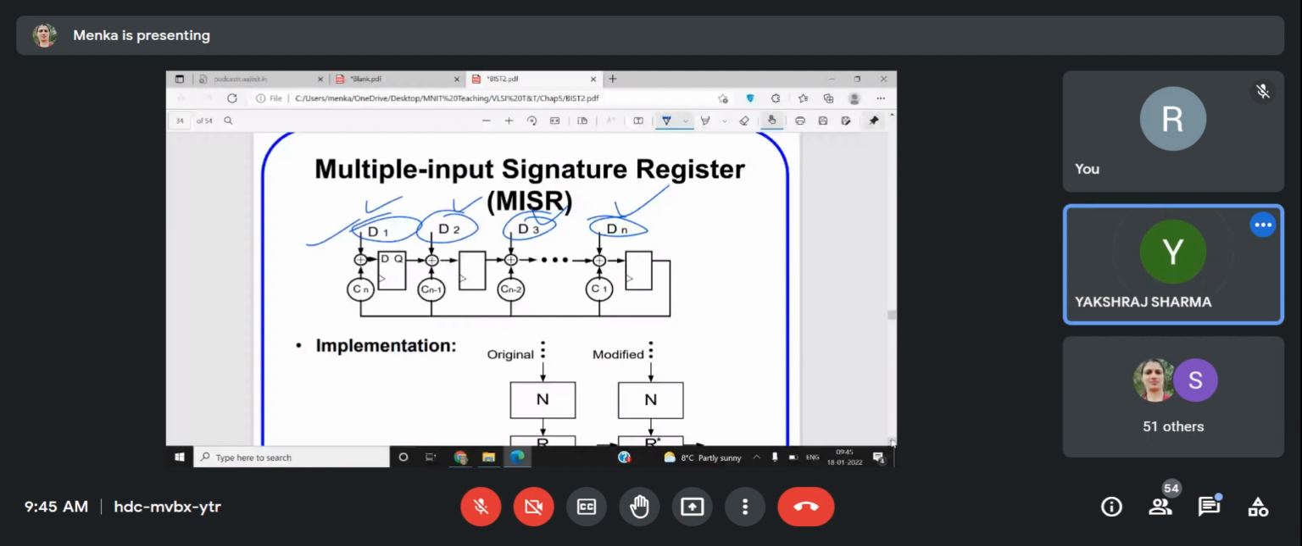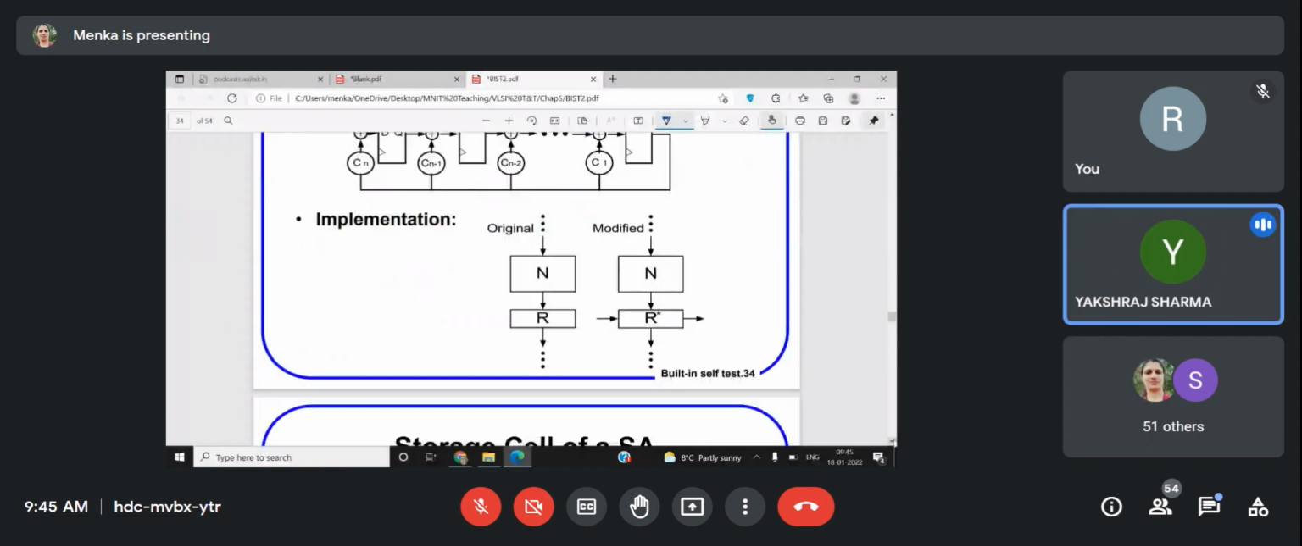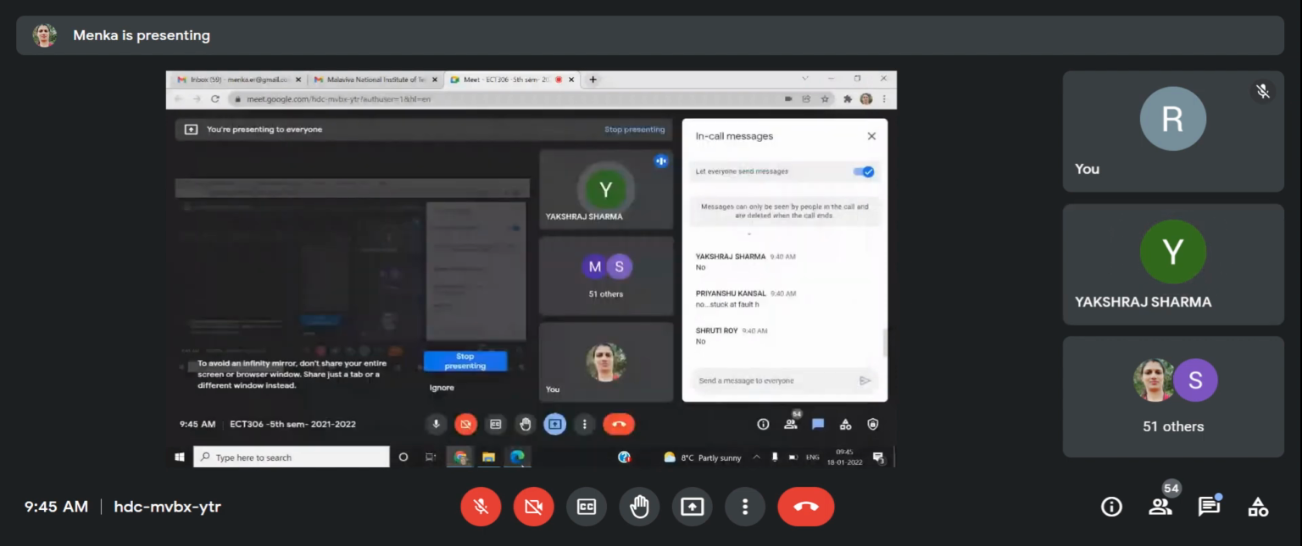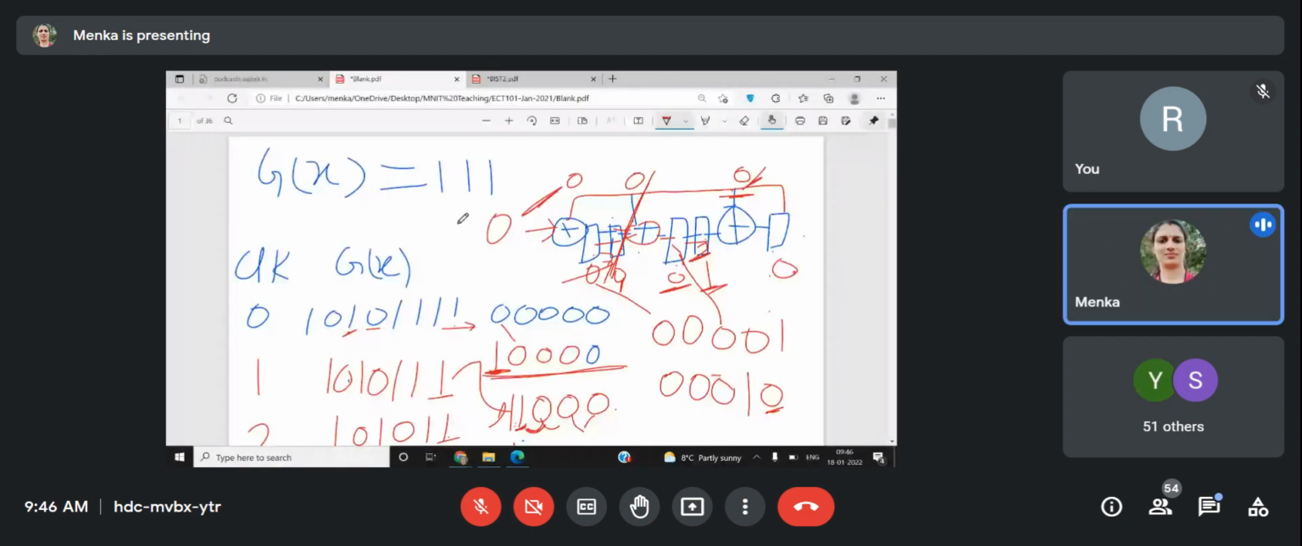Ma'am, in the quotient and in the remainder, the LSB was on the left side or on the right side? LSB आपका हमेशा लेफ्ट साइड रहेगा. एक बार आपको वापस से बता देती हूँ. When I started this, I told you. Look, this was our GX. Polynomial GX क्या था? This was our GX, right? Yes or no? Yes, ma'am.